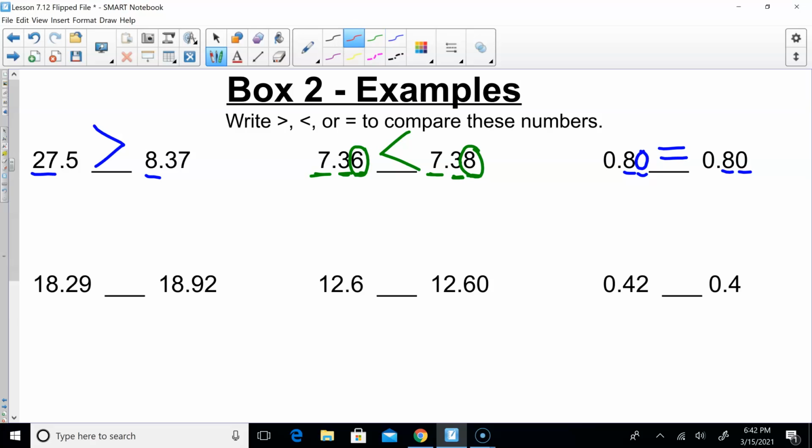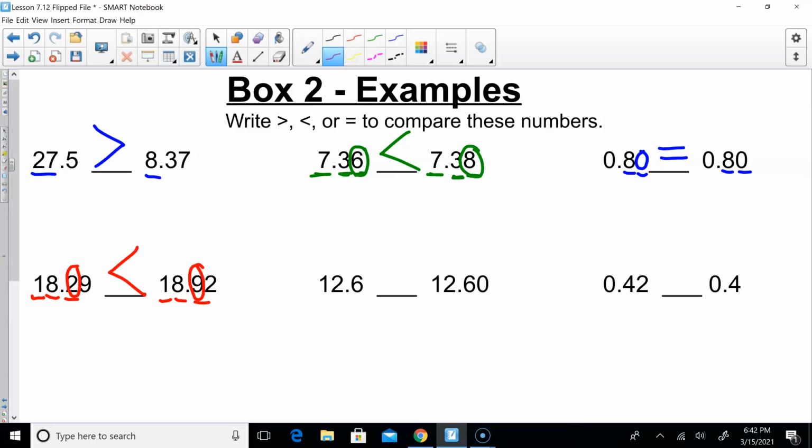Our next problem. If you get the hang of it, feel free to pause the video, try these bottom 3, and then we'll see if your answers match my answer. So we go to our numbers. We have our whole number. We have a 1 in the tens place, 1 in the tens place, 8 in the ones, 8 in the ones, 2 in the tenths, 9 in the tenths. So right there, I have found the place value that's different. 9 is bigger than 2, so 18 and 29 hundredths is less than 18 and 92 hundredths.